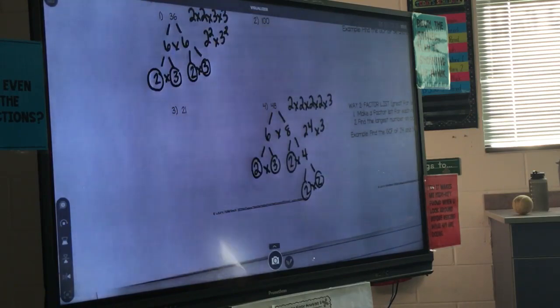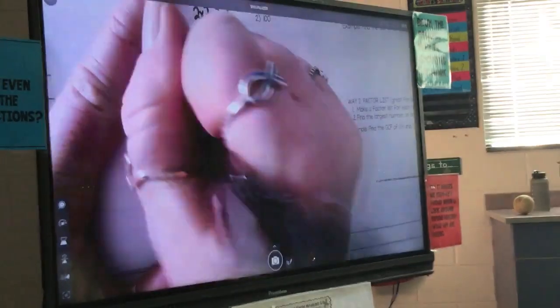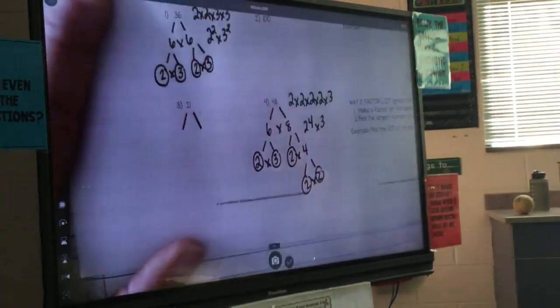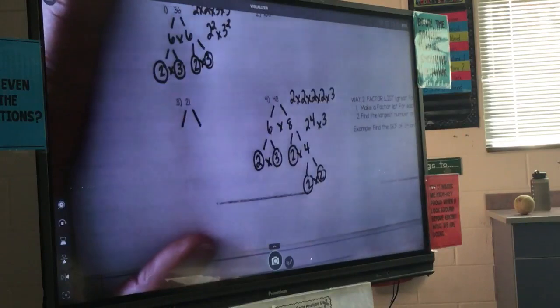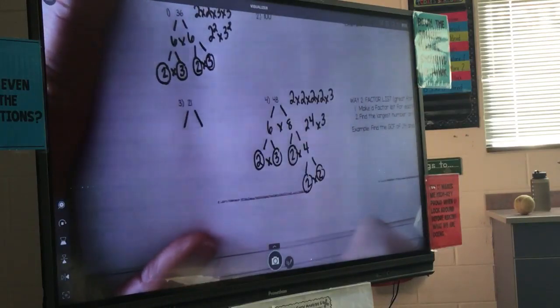Okay? All right, let's do 21, just to have a number that's not even up here. All right, so I don't want to do 1. So what are the only two options I have left? 3 times 7.